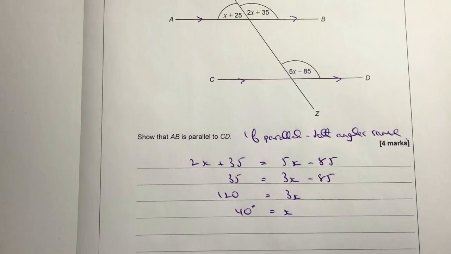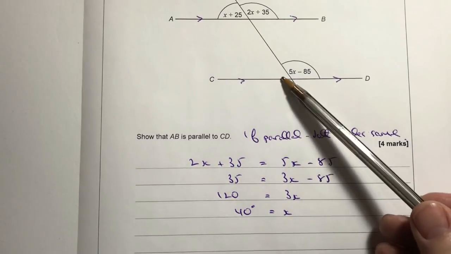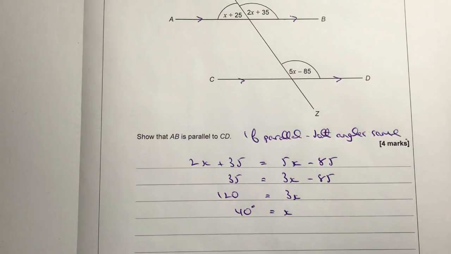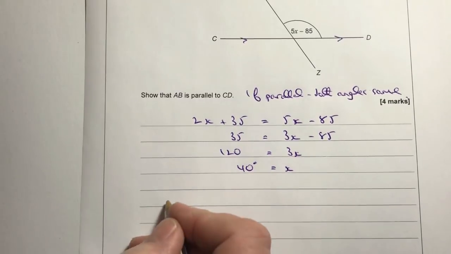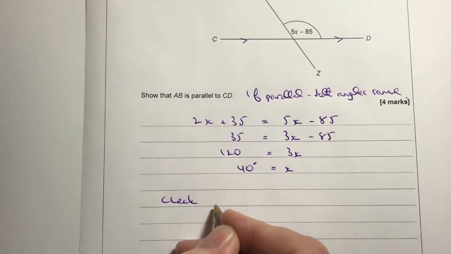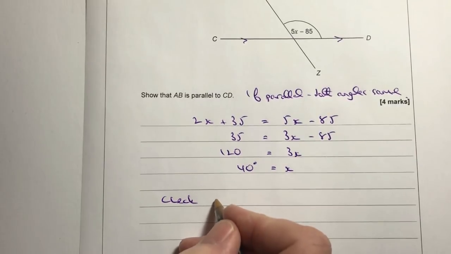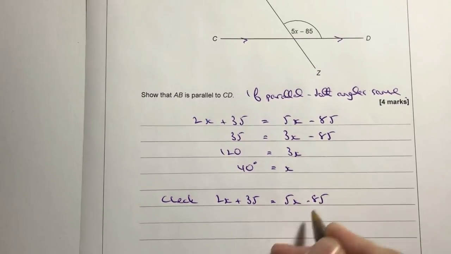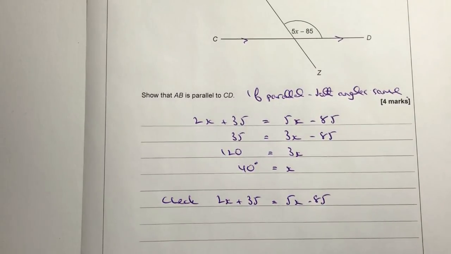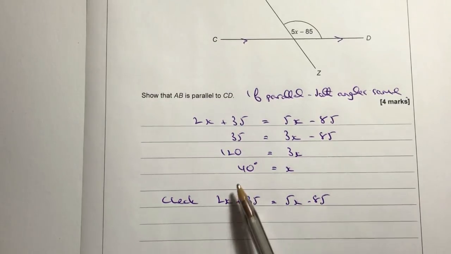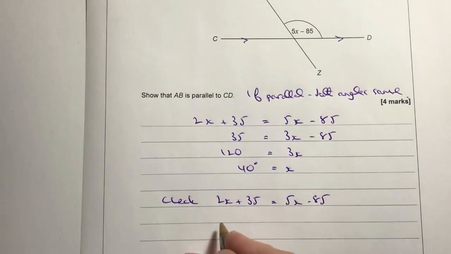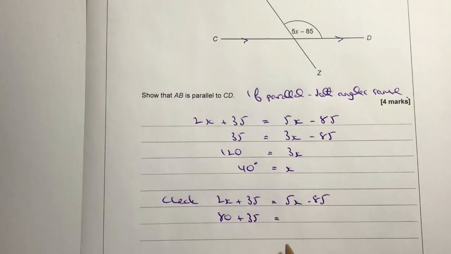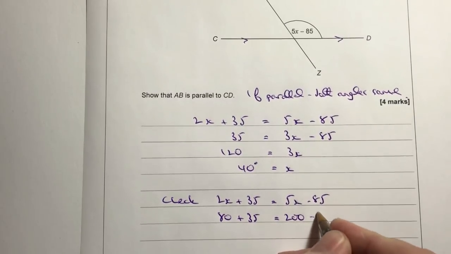Okay, so that's great. It's given me that value of x for this angle and for this angle and for this angle. Okay, now if I wanted to, I'm just going to check that. I'm just going to demonstrate that both must be the same. So my check is going to be where angle 2x plus 35 equals 5x minus 85. So I'm just going to plug in the value of x in both of those. So if x equals 40, it goes into here. 2 times x is going to be 80 degrees plus 35. And that's equal to 5 times 40, which is going to be 200, minus 85.